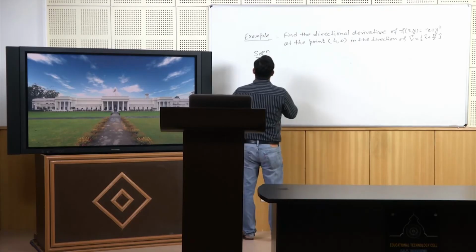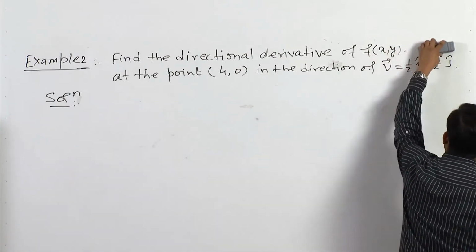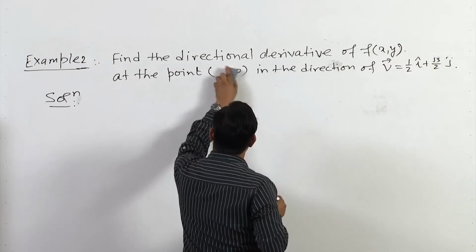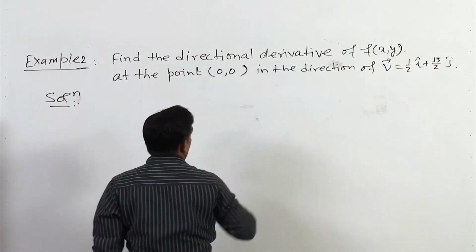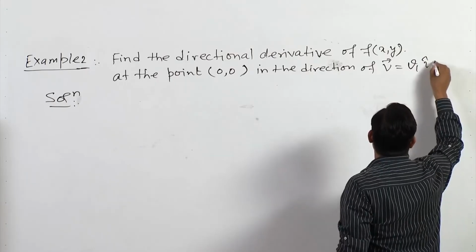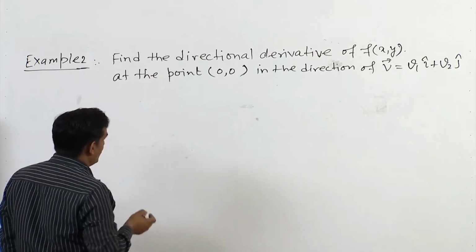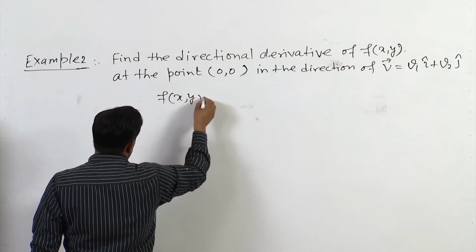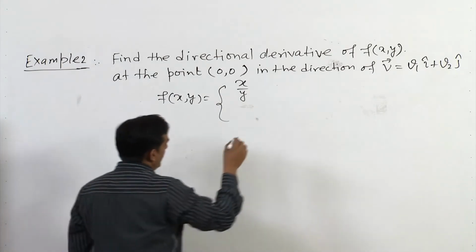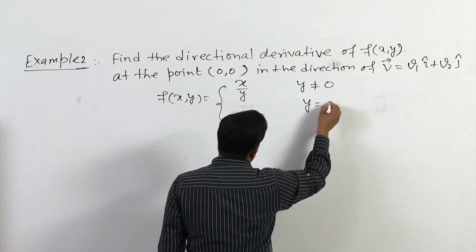I will write example 2. Find the directional derivative of a function f of x y, and I will define this function explicitly, at the point, let us make it simple, 0, 0, in the direction of vector v, and let me take a general case, v1 i plus v2 j. The function is defined as f of x y equals x upon y when y not equals to 0, and it is 0 when y equals to 0.